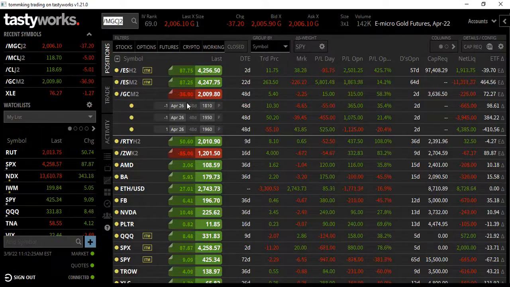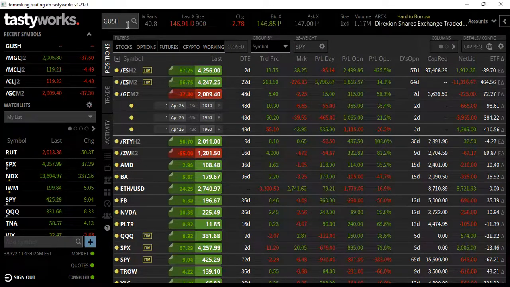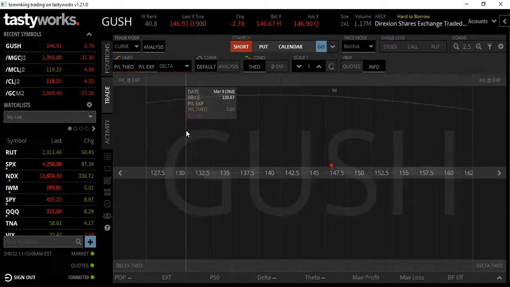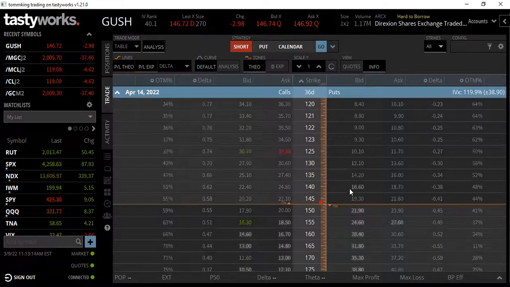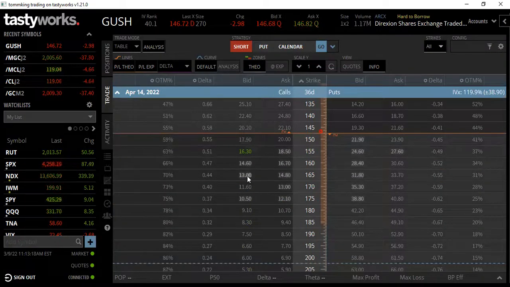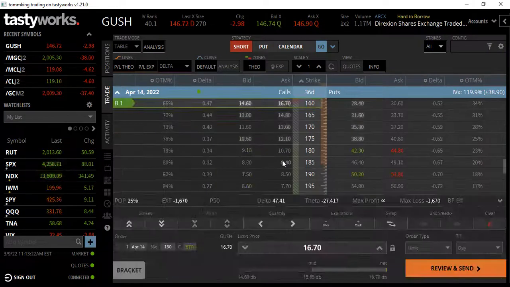So what's a good oil ETF? What's probably the best traded oil and gas ETF? There's a couple levered ones as well. What's a 2X? There's a 2X. What is it? There's Gush and Drip. I know that. So let's take Gush, which is the bullish oil. This is not the worst traded. So what were we looking at previously, if we did something in Gush?